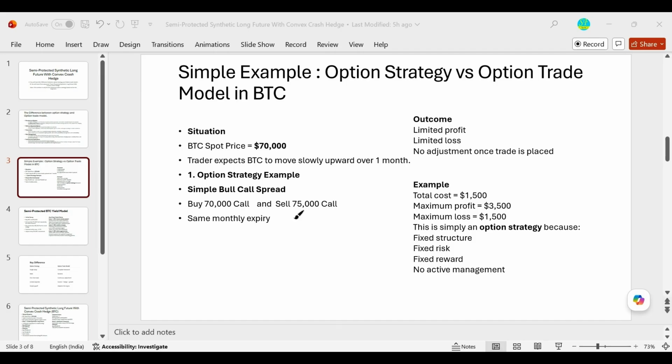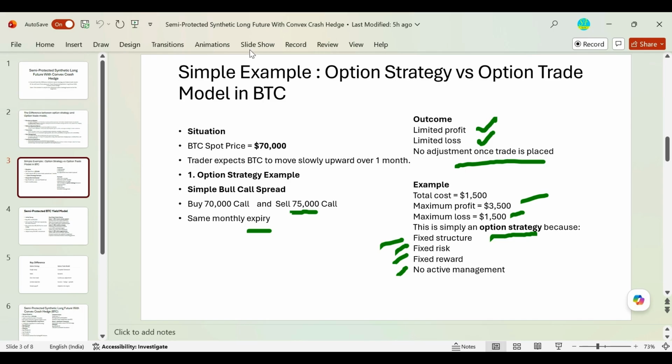This is the name we have given, and the same expiry we have given. The outcome is limited profit, limited loss, and no adjustment once the trade is placed. You can find its maximum loss and maximum profit. Because this is an option strategy, it has a fixed structure, fixed risk, fixed reward, and no active management. These are the properties of the strategy. Now coming to the next part, which is our model.